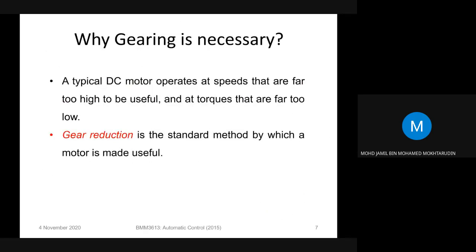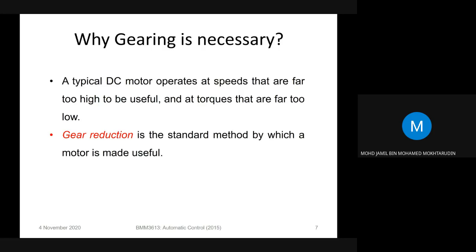So why is gearing necessary? A typical DC motor, so kita ada DC motor. DC motor usually operates at speed that are far too high to be useful. So we must reduce the speed of the DC motor so that it can move larger objects, okay, like wheels, for example. And DC motor usually has high speed but low torque, okay. So you must increase the torque of the DC motor by adding gears on the DC motor.